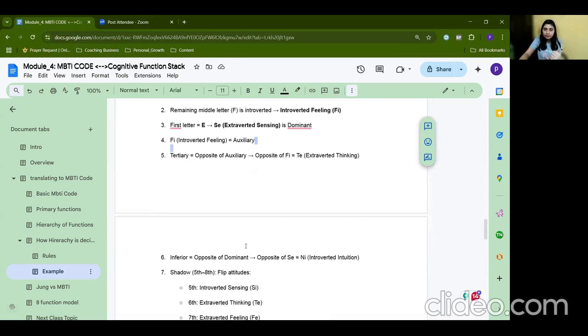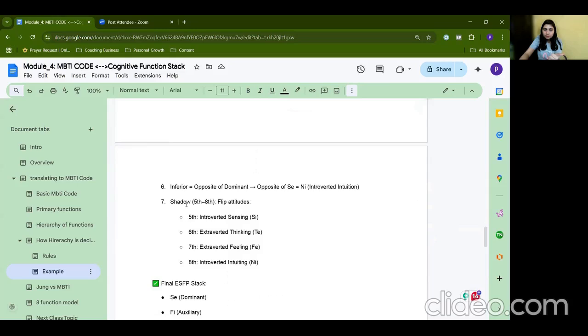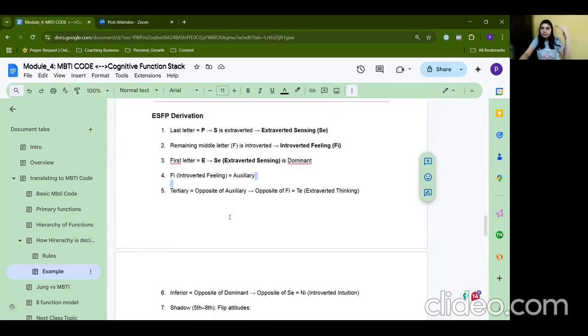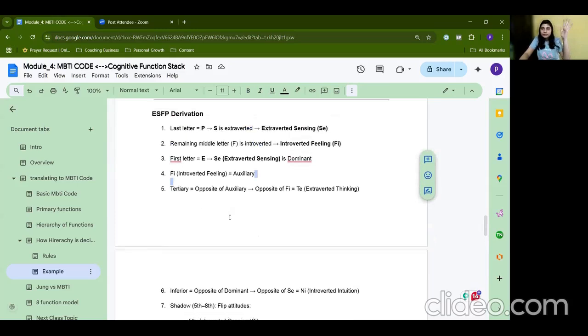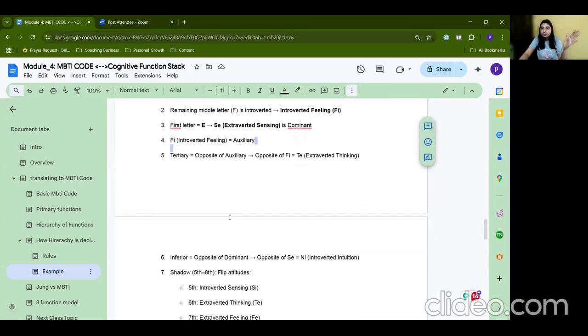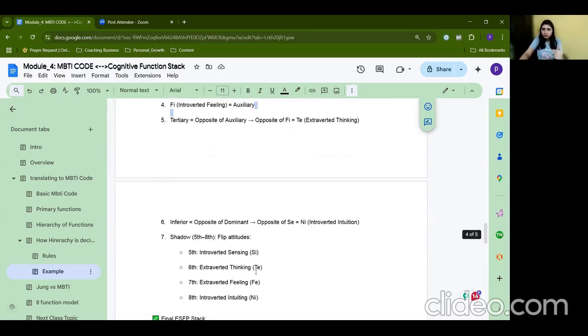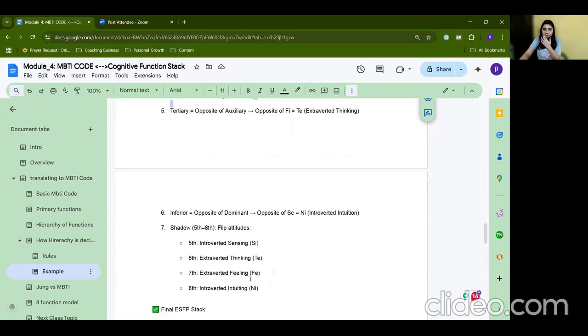Now we have determined dominant, auxiliary, tertiary, and inferior. We just have to take them and flip their attitudes. You have the first process as extroverted sensing; flip the attitude, introversion versus extroversion, and you get introverted sensing. We have extroverted thinking, then extroverted feeling, and then introverted intuition. That's the 5th, 6th, 7th, and 8th processes.